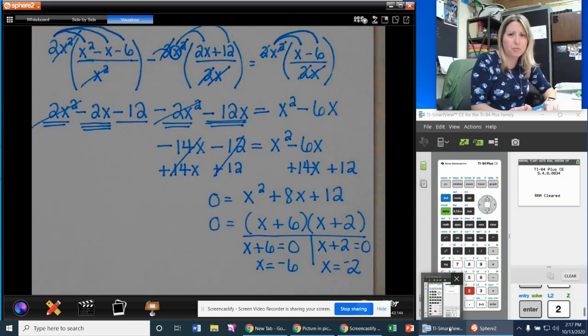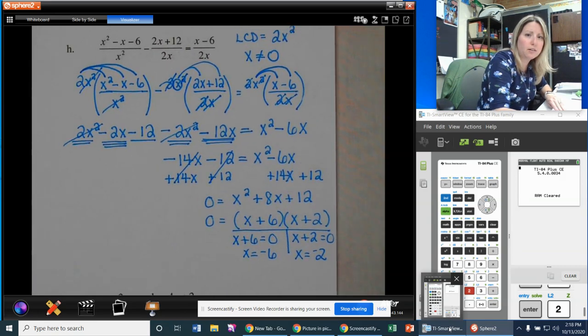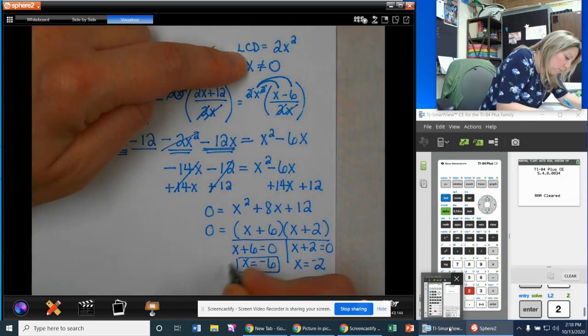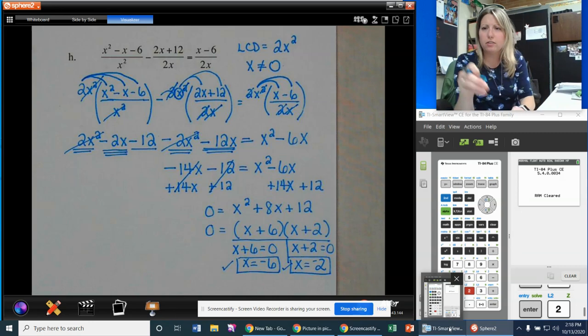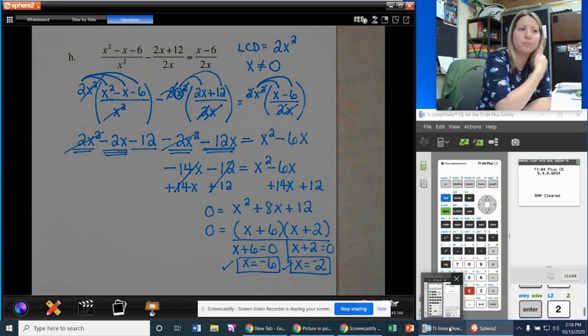Let's just double check up there. What did I say at the beginning x was not allowed to be? X is not allowed to be 0. So guess what? I get to keep them both. Look at that. Do that little check to make sure I've checked what x wasn't allowed to be, right?